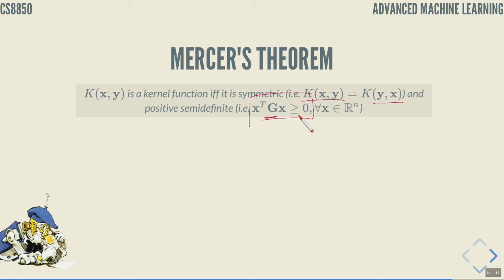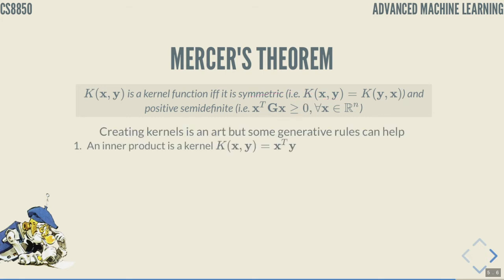Similarly, lots of researchers are now, in 2020, devising new architectures of neural networks for new domains they're applying deep learning to. So creating kernels is an art, but some generative rules can help.